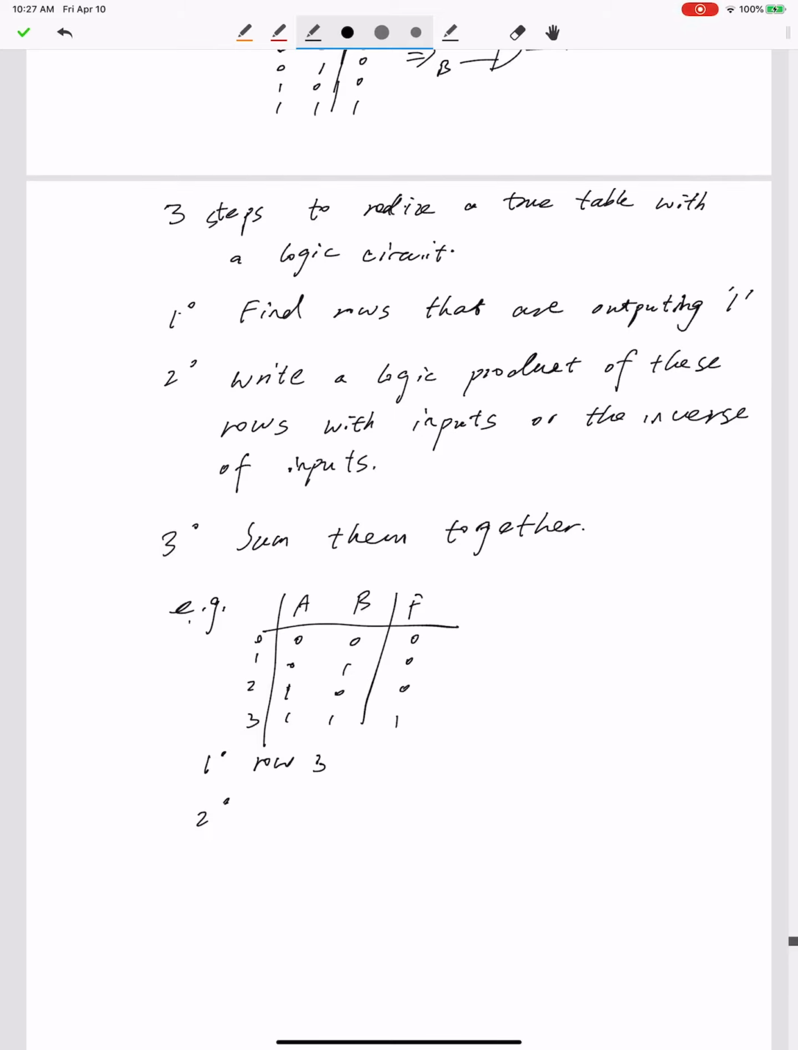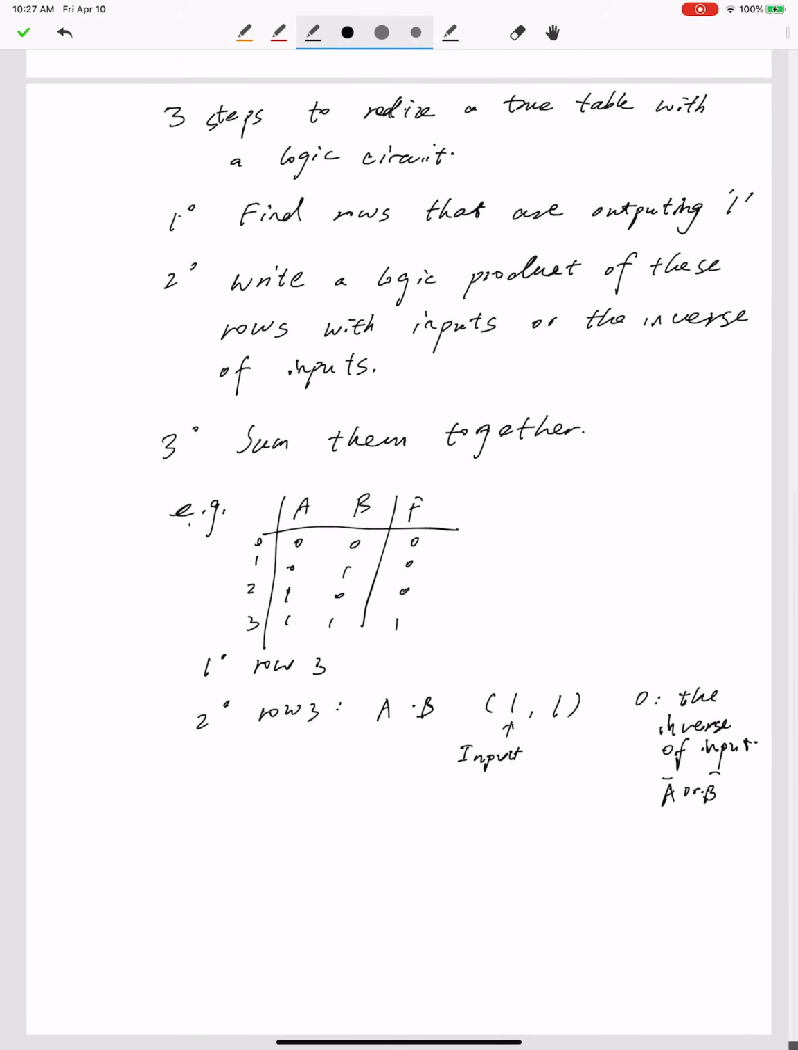The second step, we write a logical product of these rows. So row 3 can be represented as A times B. Why? Because row 3 is two 1's, and 1 means the original input, while 0 means the inverse of input, in other words either A bar or B bar. But here we have two 1's, so that means we have the original inputs, A and B. The last step is we just need to sum all rows together. Here we only have a single row, so F equals A times B.